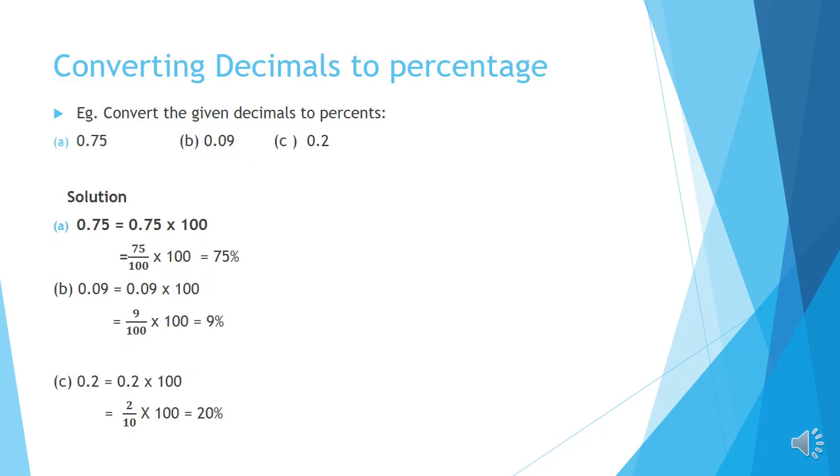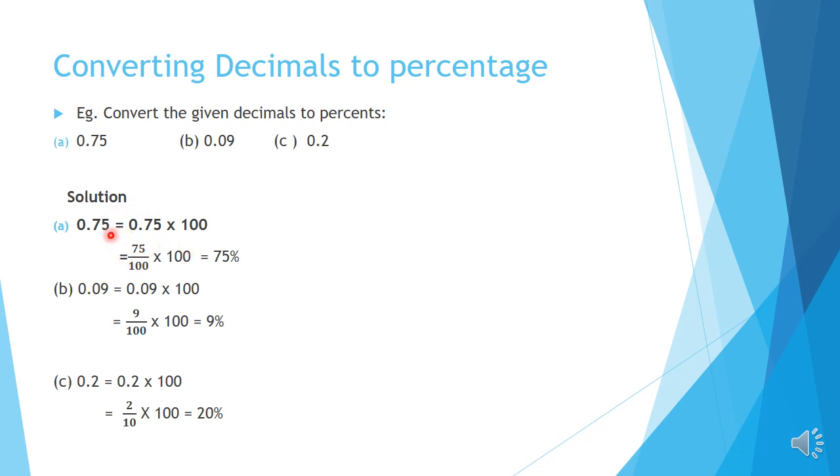Now let us convert decimals to percentage. Example, convert the given decimals to percents. 3 questions are given: 0.75, 0.09, 0.2. Children, for converting decimal to percentage, what do we have to do? We have to multiply the decimal by 100.